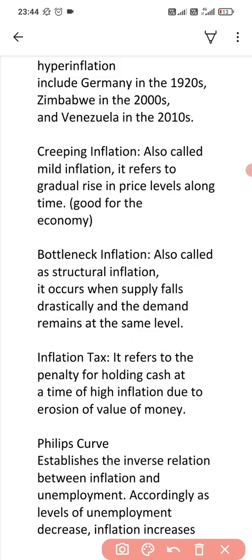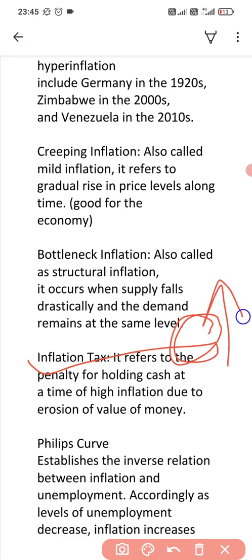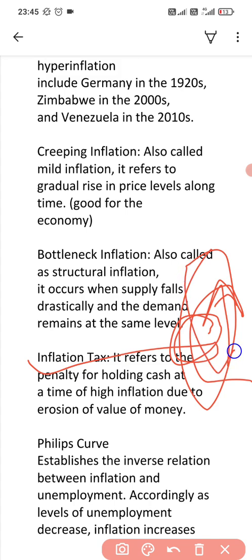Now what is inflation tax? The inflation tax पेनल्टी कह लो, फीस कह लो, पनिशमेंट कह लो, उनको लगाया जाता है जो कि इन्फ्लेशन के टाइम पे कैश होल्ड करते हैं, क्योंकि इससे मनी की वैल्यू कम होती है. सो दैट्स वाई दिस इज इन्फ्लेशन टैक्स.